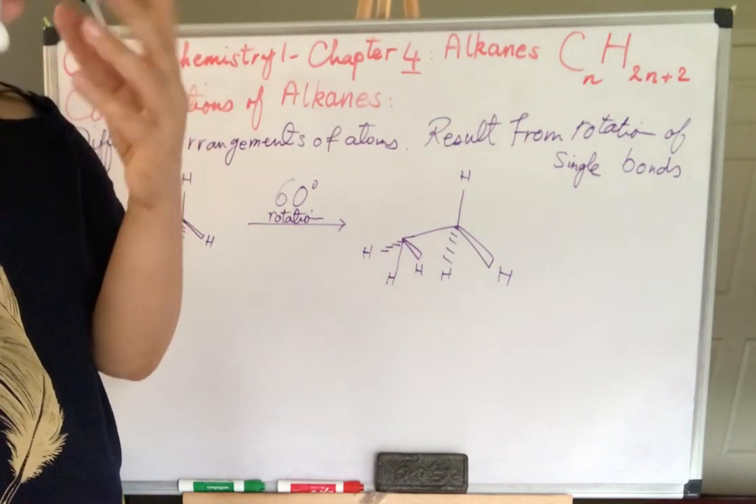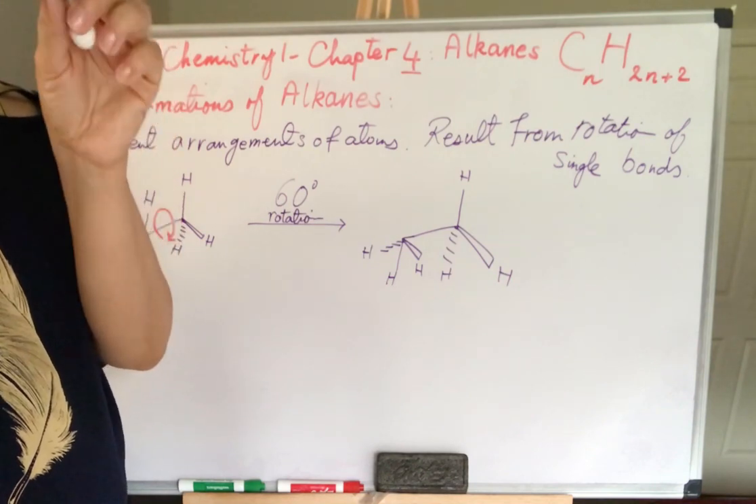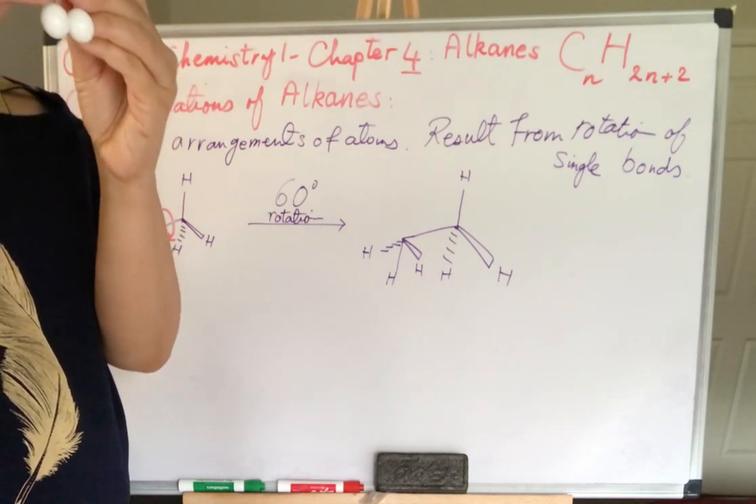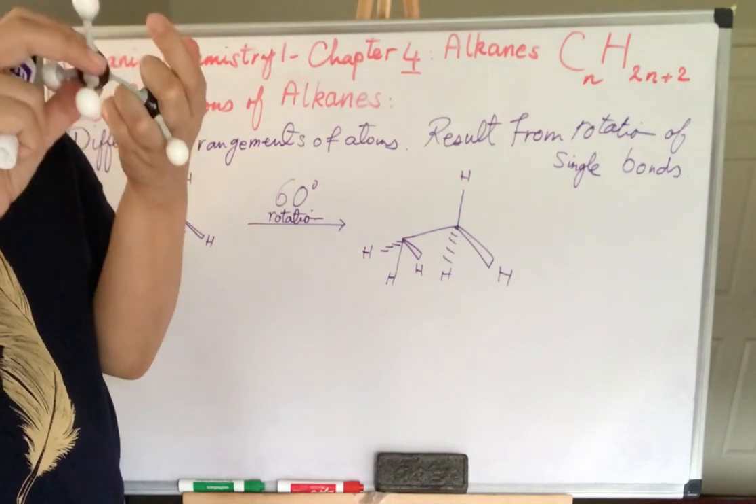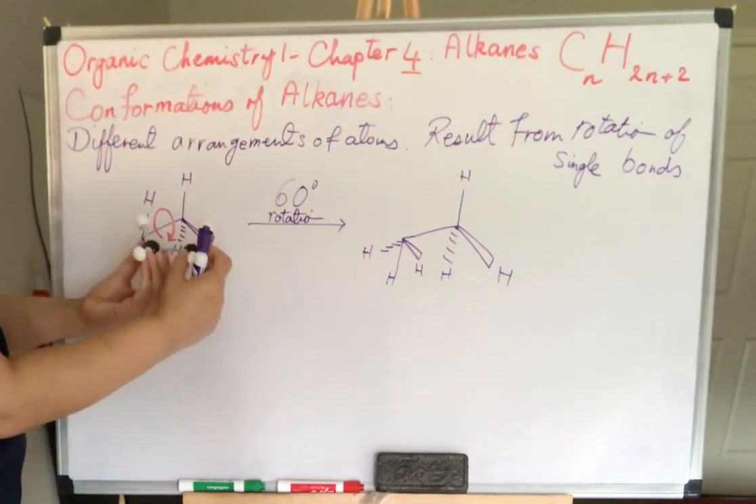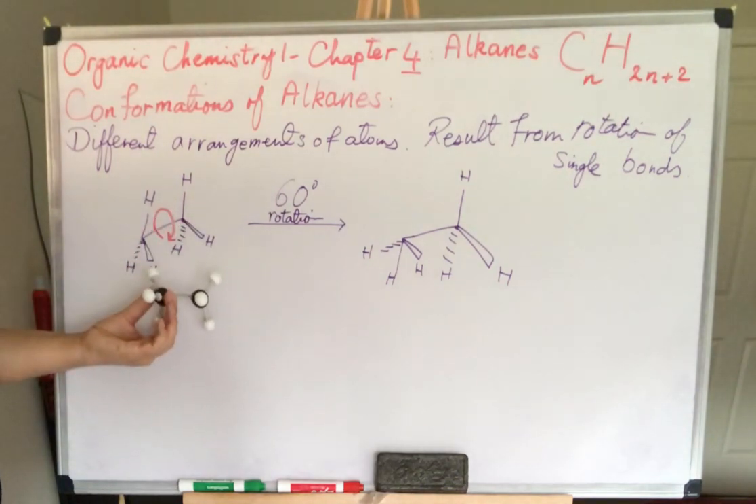Now, for ethane, the smallest alkane, if you have this molecule, you have 2 carbons and 6 hydrogens. Let's say hydrogens are aligned with each other, so it will show this conformation, right? Let me hold it here.